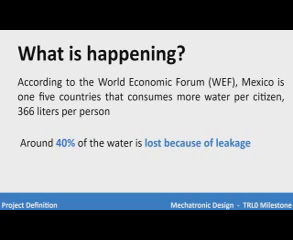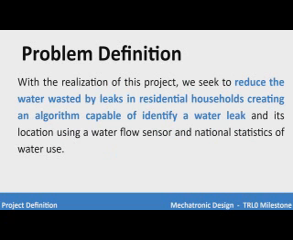One of the main causes is that the pipe system in Mexico is really old, so the damage is really high. We seek to reduce the water wasted by leaks in residential houses because it creates some damage to the property by creating an algorithm capable of identifying water leaks. We are going to use only one sensor and national statistics of water use.